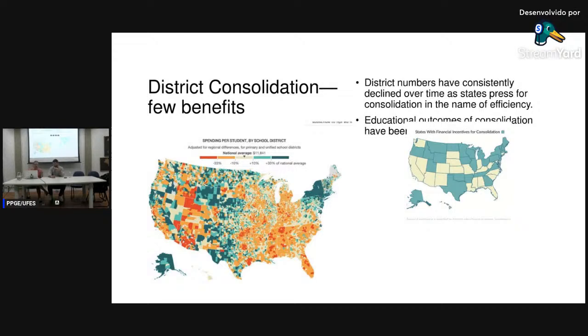So in the map, the blue states in the United States offer financial incentives to encourage districts to choose to combine together.